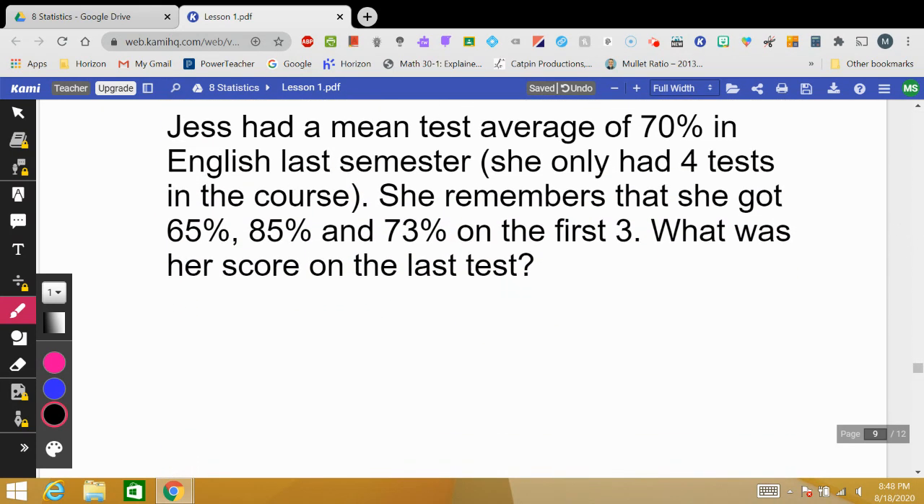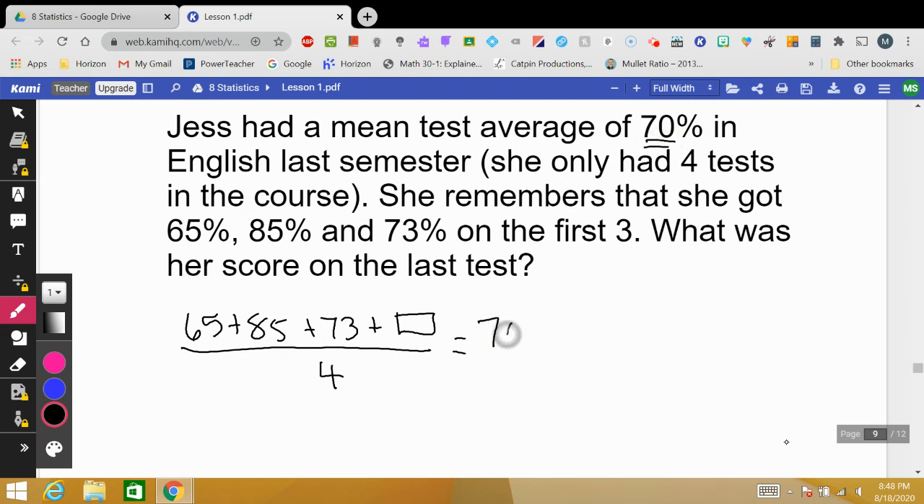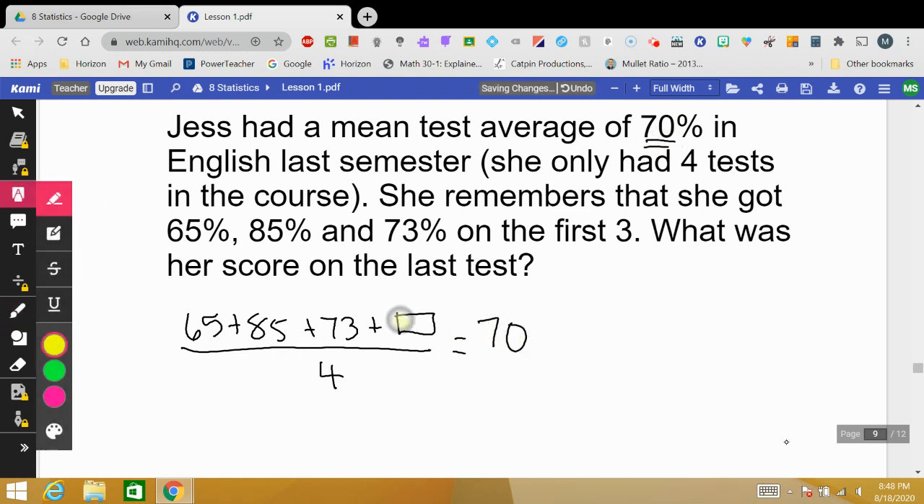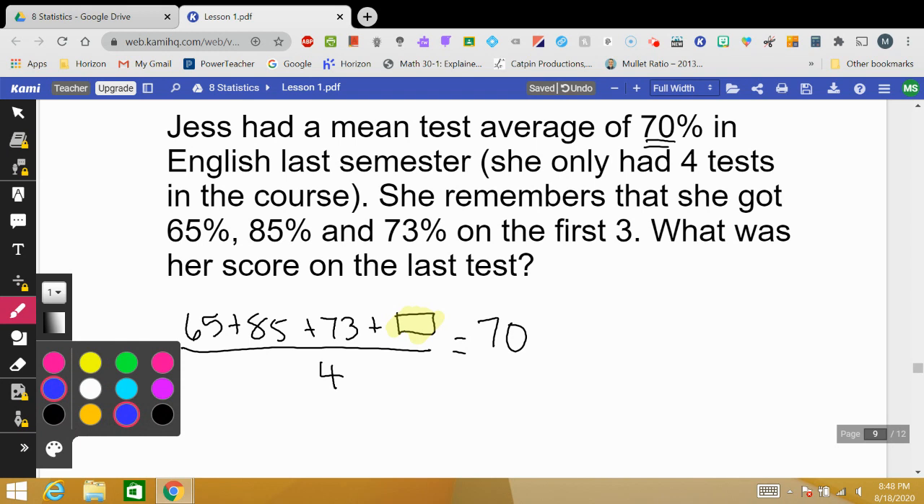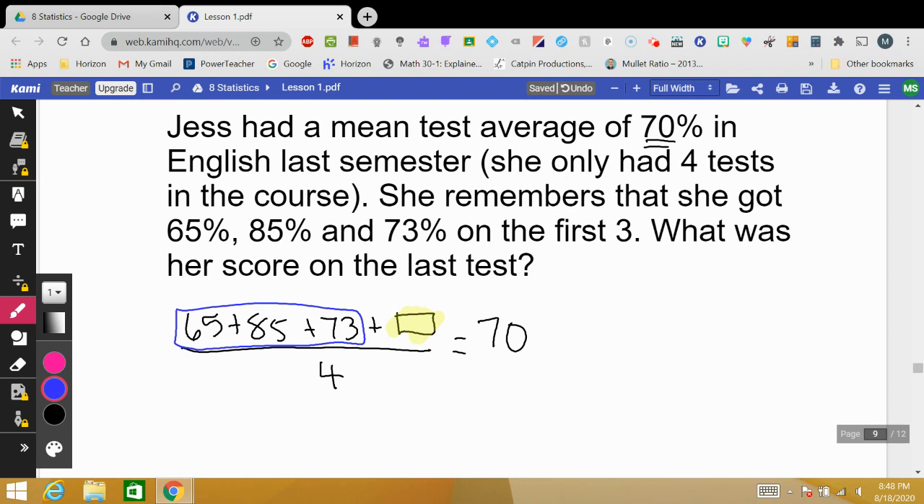Okay, next one. Jess had a mean test average of 70% in English last semester. She only had 4 tests in the course. She remembers that she got a 65, an 85, a 73, and something else. So we're going to divide that by 4, and the average is 70%. We need to find out what she got right there. So again, just a little bit of algebra here. First we're going to add those ones up and see what that totals out to. So again, use your calculator.